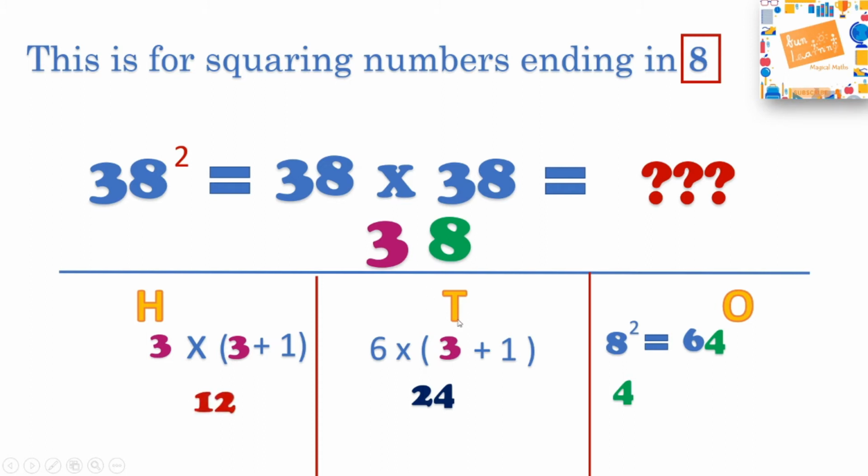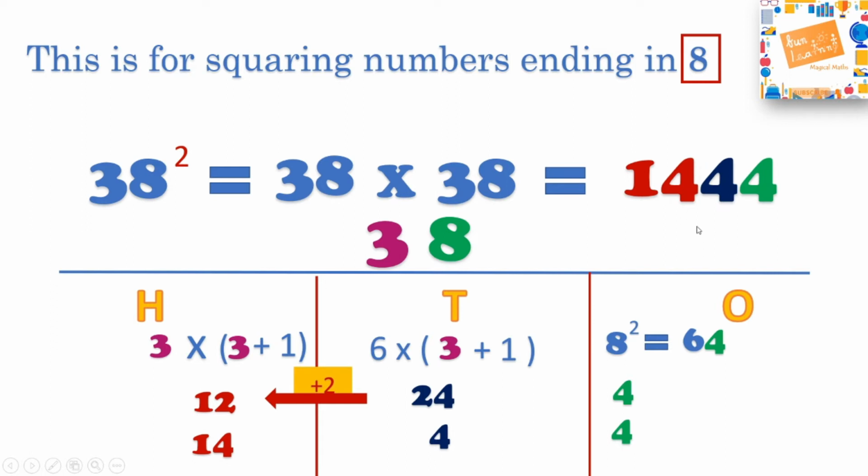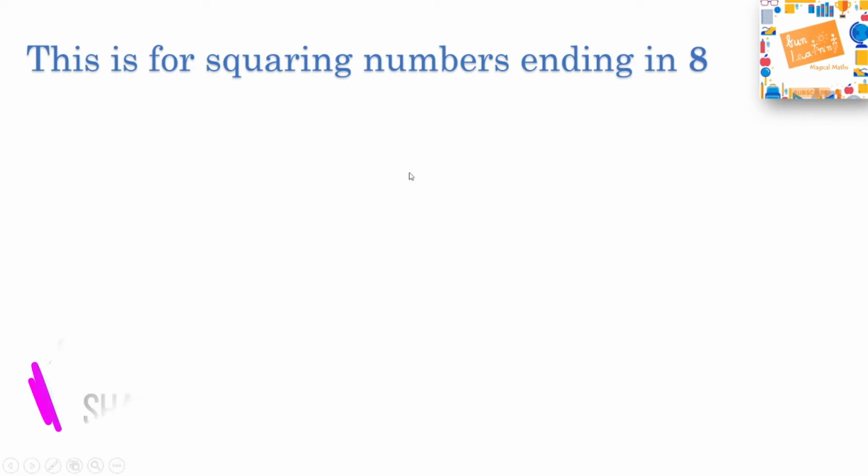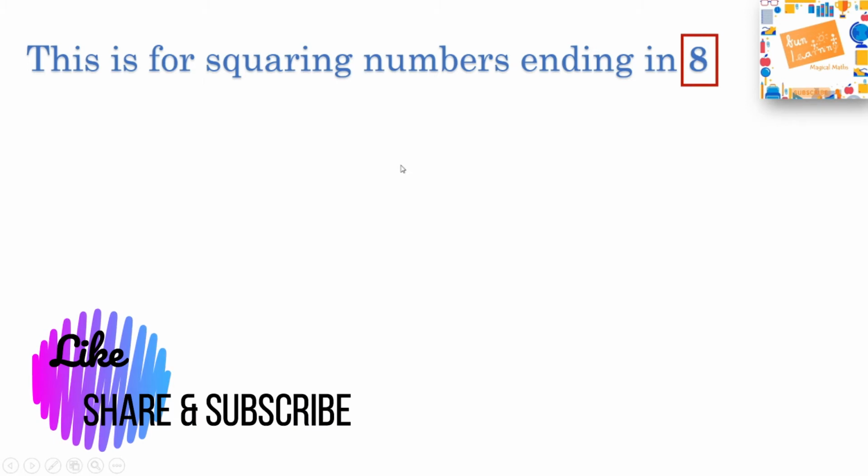Now let's look at our tens place. Here the answer is 24, and remember we can only keep a single digit number in the ones or tens place. The rest needs to be carried over. So the 2 will actually be carried over to the hundreds place, which will give us 14 in the hundreds place, 4 in the tens place and the 4 in the ones place, which we computed earlier. So the answer to 38 square is 1444.